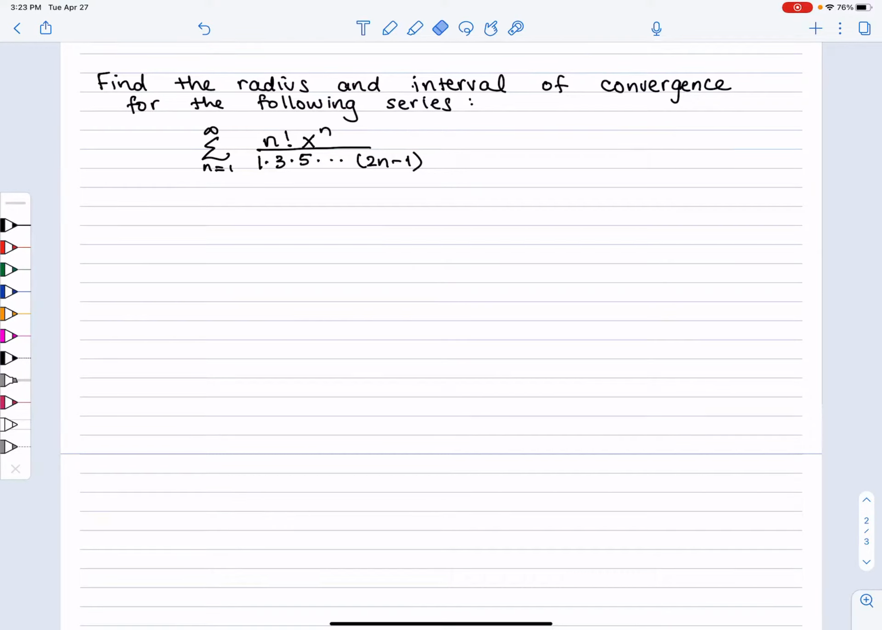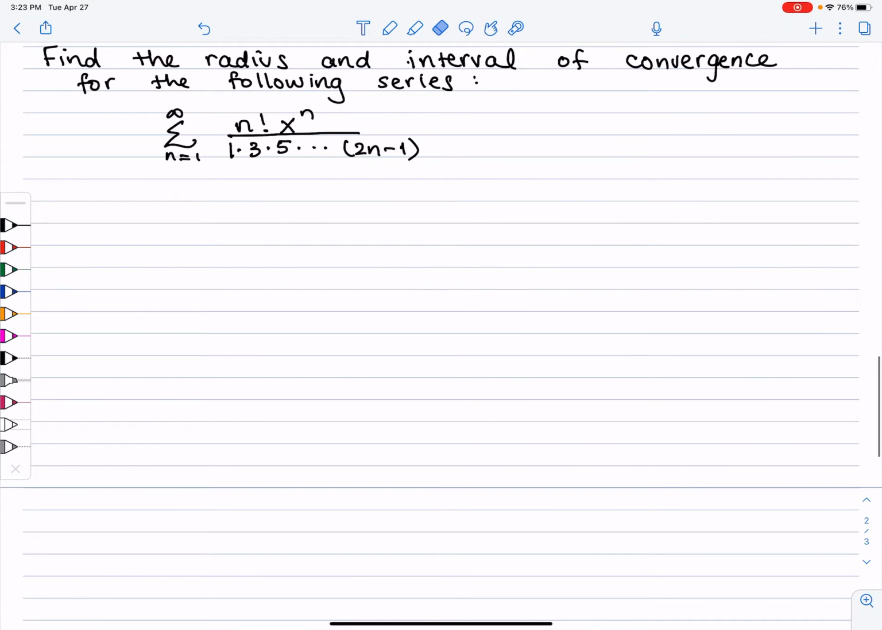We're going to find the radius and interval of convergence for this series. To find the radius and interval of convergence, we should always begin with identifying the center, and the center for this series is equal to 0. So we can say a is equal to 0. Because remember, whenever you have a power series, you have a power series in the form of x minus a to the nth power. And here, because you just have x to the nth, then that means a is equal to 0.